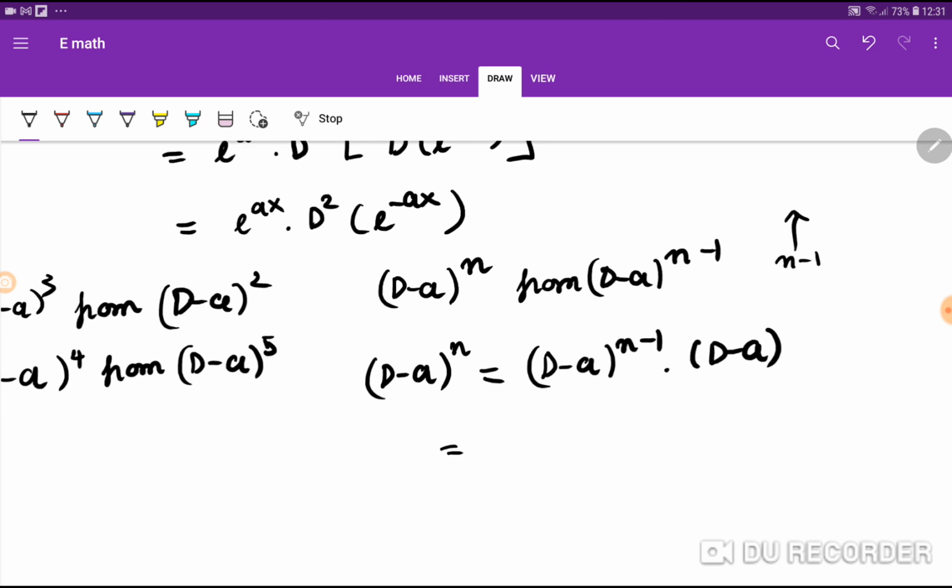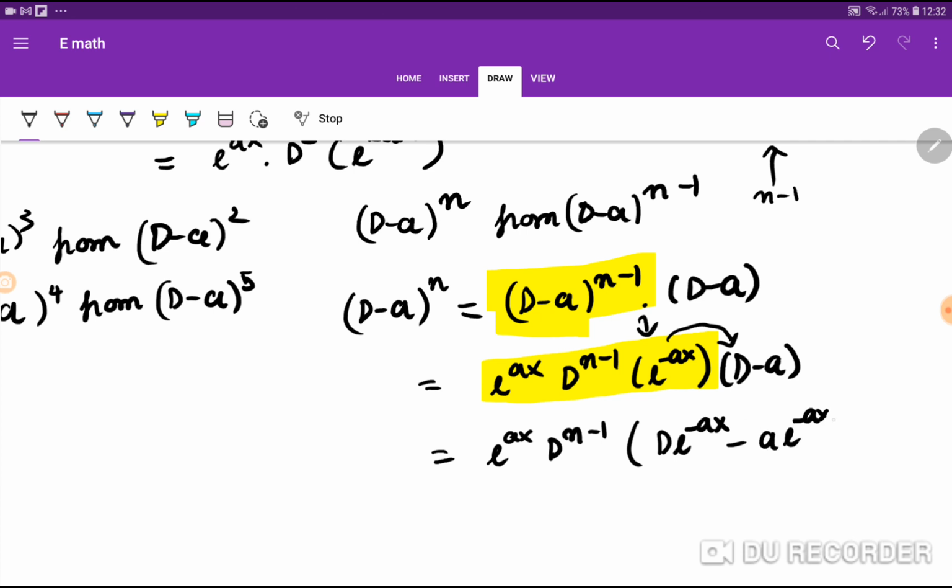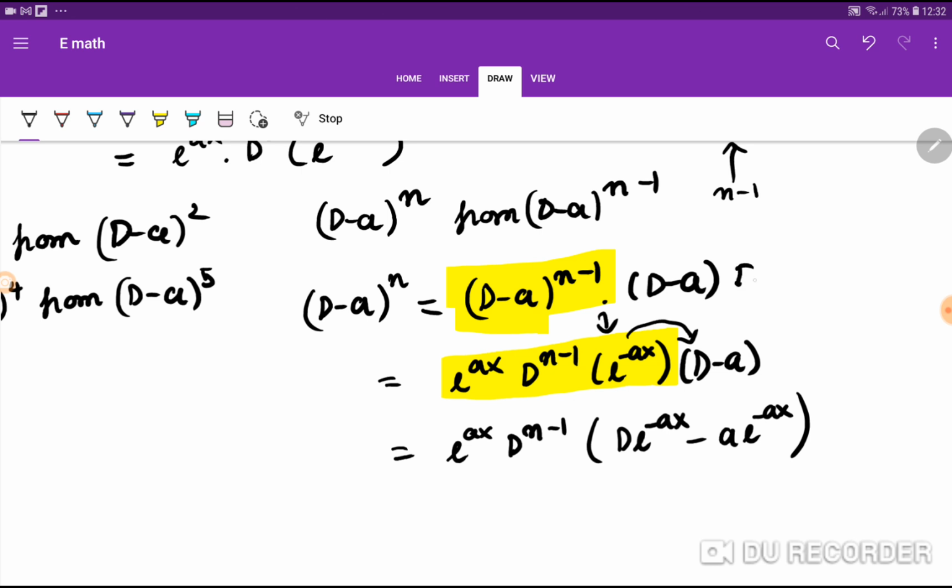Okay, I'm allowed to use the characteristic from n minus 1 and below. So what I'm going to use, this thing right here, again, classic, right? I'm going to replace it with e to the power ax d^(n-1) times (d minus a), right? You agree with me? I'm going to replace this with this. And then I'm going to factor this in like the good old days: d^(n-1) times d of e^(-ax) minus a. Don't forget you have a y here. Don't forget you have a y here.